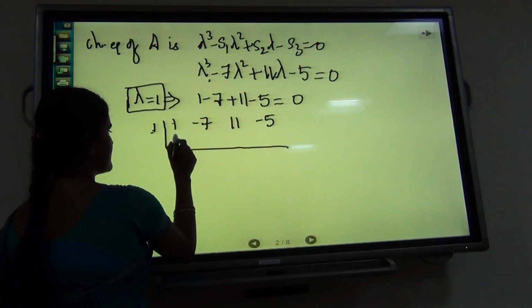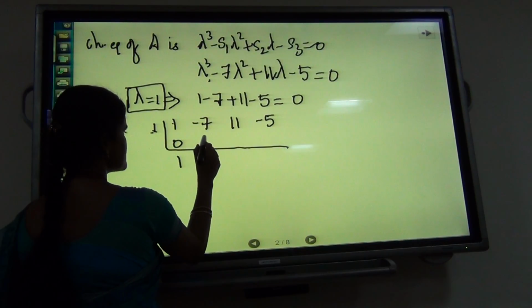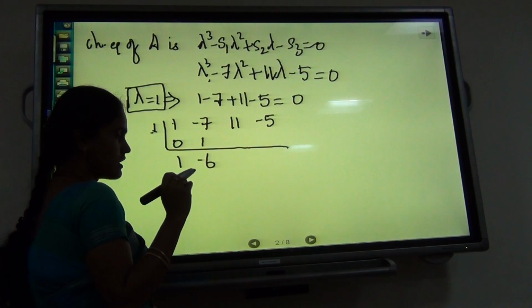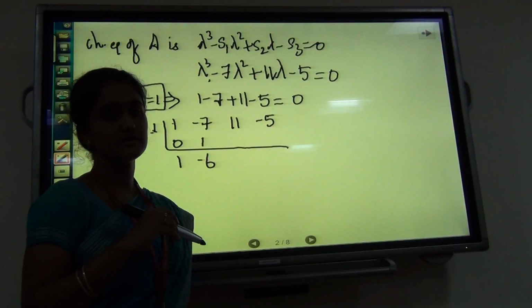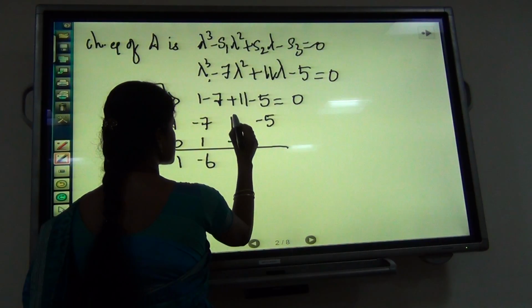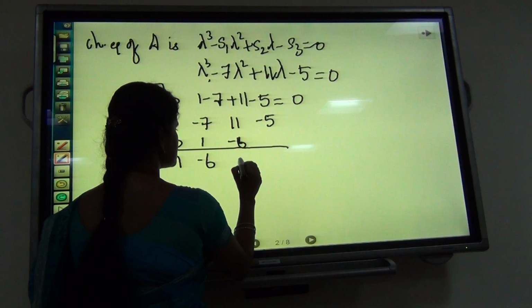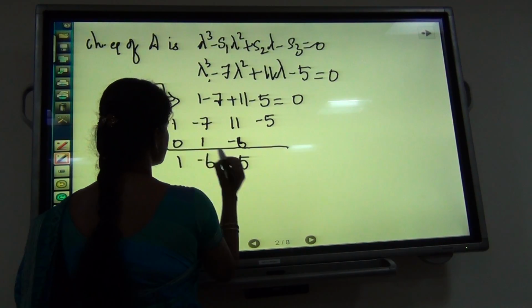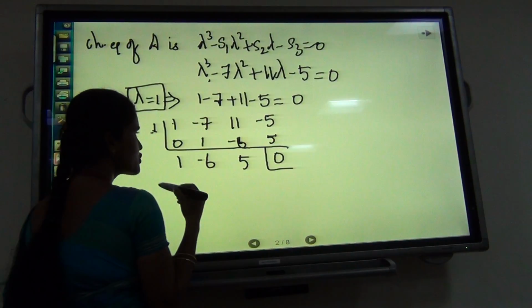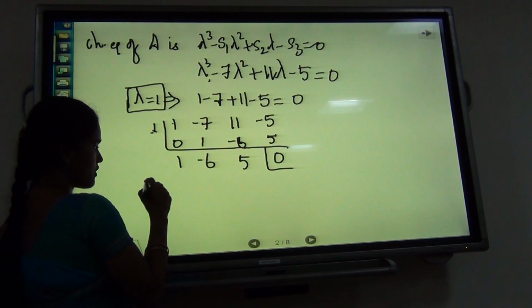Adding this, you will get 1. Multiplying this, you will get 1. Adding this, you will get minus 6. I hope that all of you are familiar with the synthetic division method. Multiplying this, you will get minus 6. Adding this, you will get 5. Multiplying, you get 5. Adding this, you will get 0. So now the cubic equation is reduced into a quadratic.